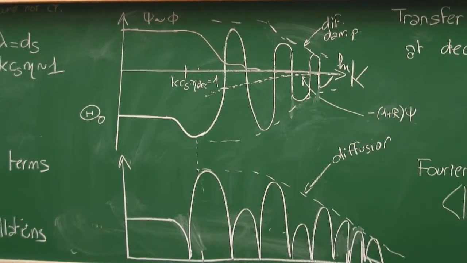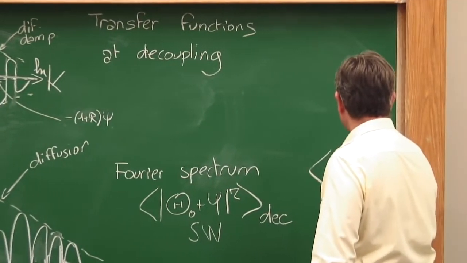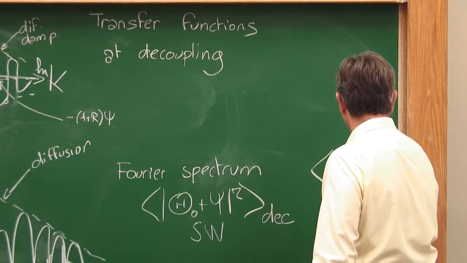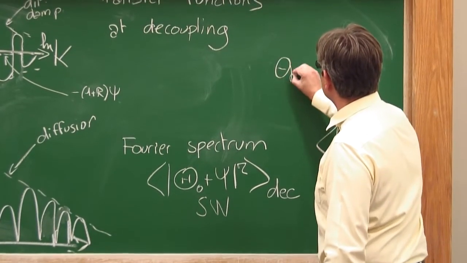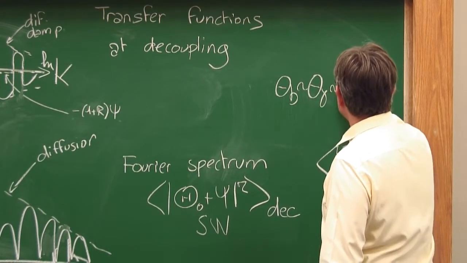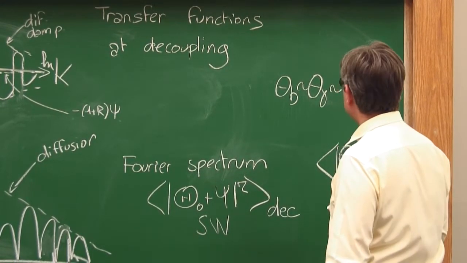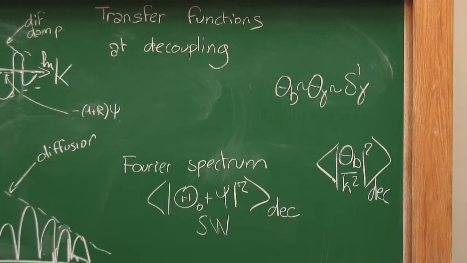The other important contribution comes from the Doppler effect. The Doppler effect is related to this spectrum, as we said before, at decoupling. Now, theta b is related to theta gamma in the tight coupling approximation, and theta gamma is related to the time derivative of delta gamma. So in fact, the Doppler effect is related to the time derivative of this variable. And this is simple. In a harmonic oscillator, if position goes like a cosine, velocity goes like a sine.